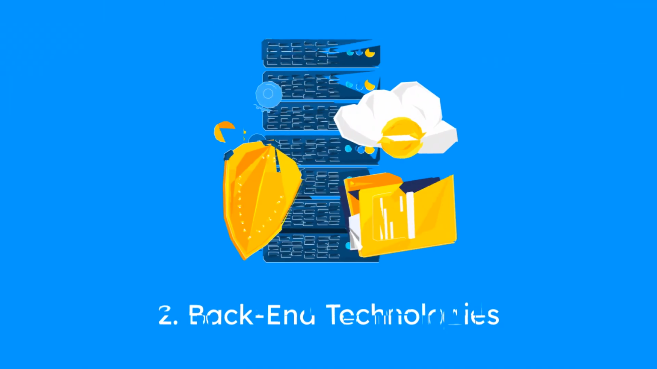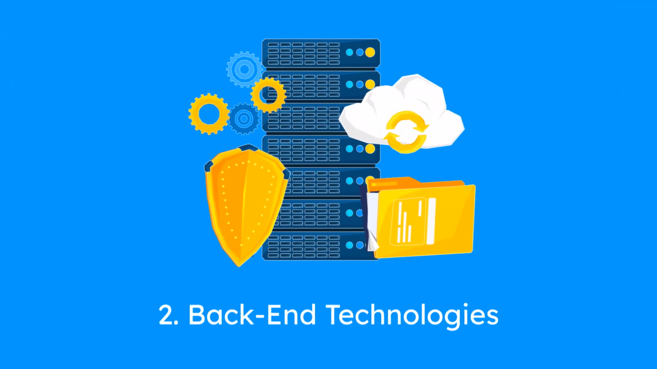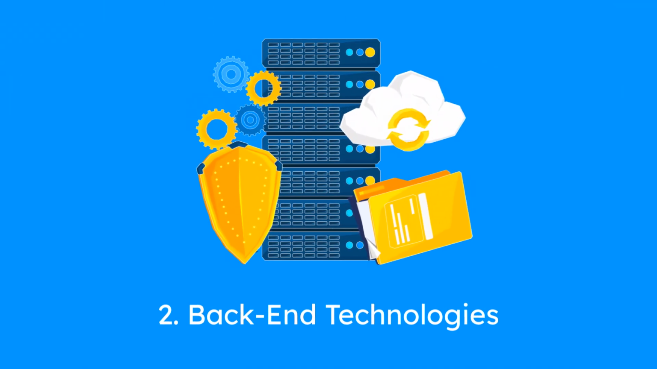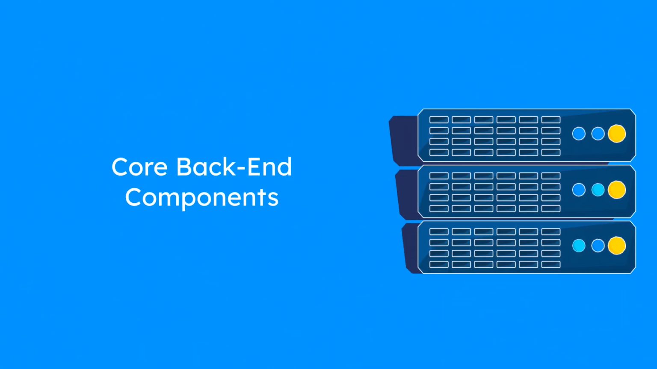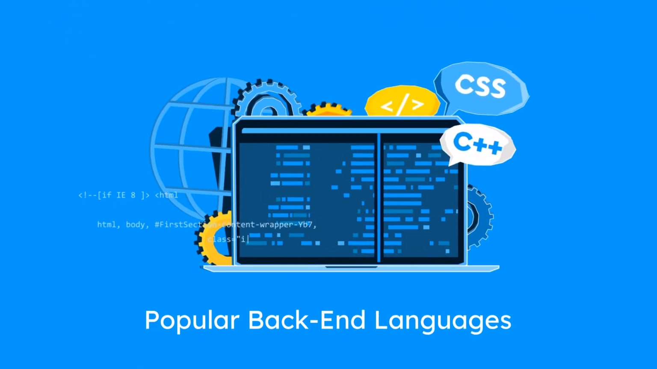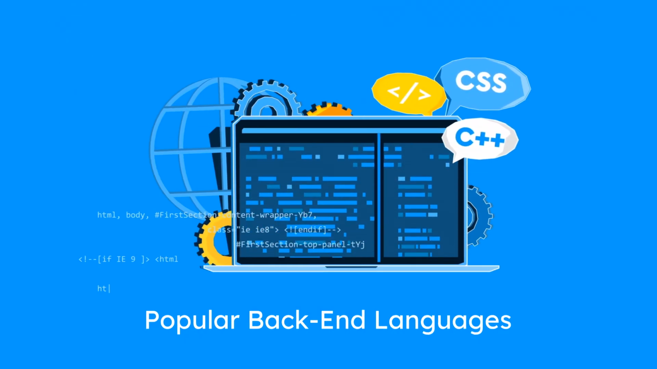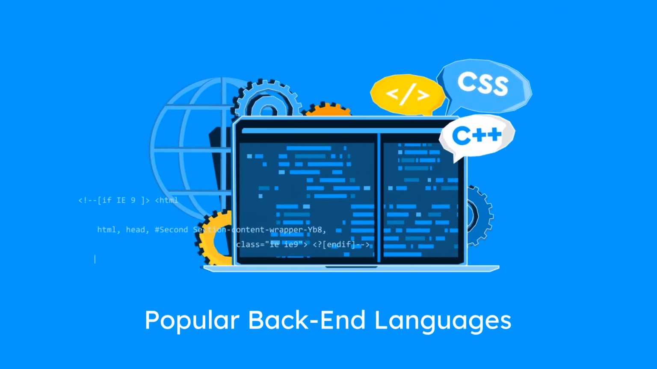The back end handles server, database, and application logic operating behind the scenes. The server processes requests, while databases store essential application data. Popular back-end languages include JavaScript with Node.js, Python with Django, and Ruby with Rails.